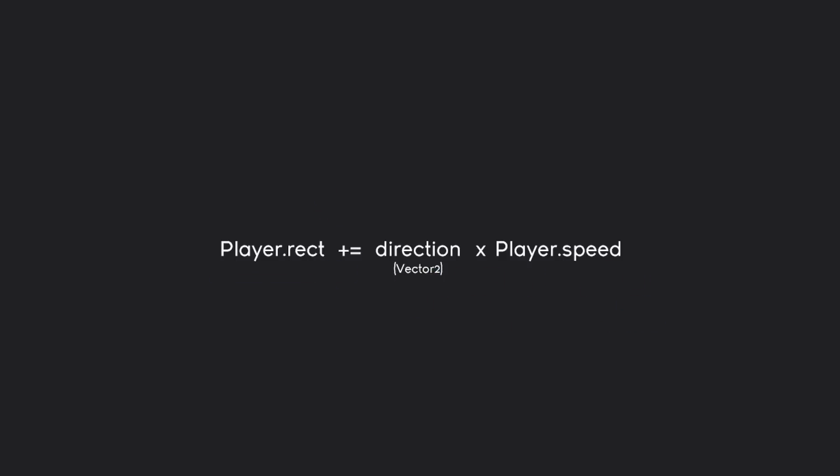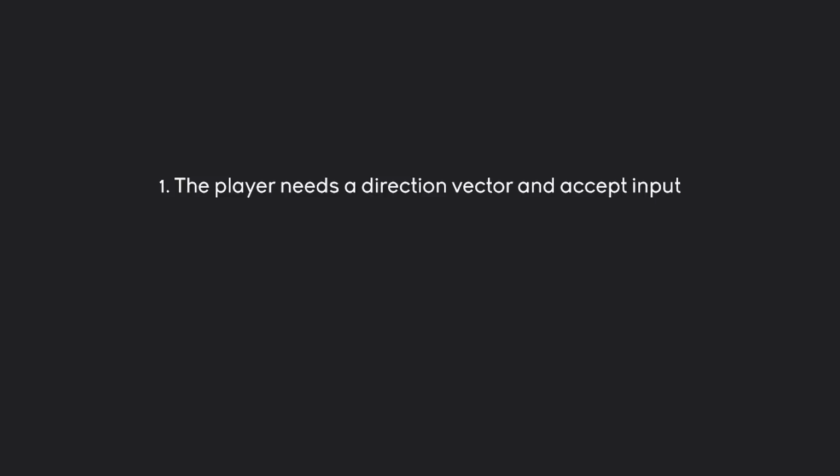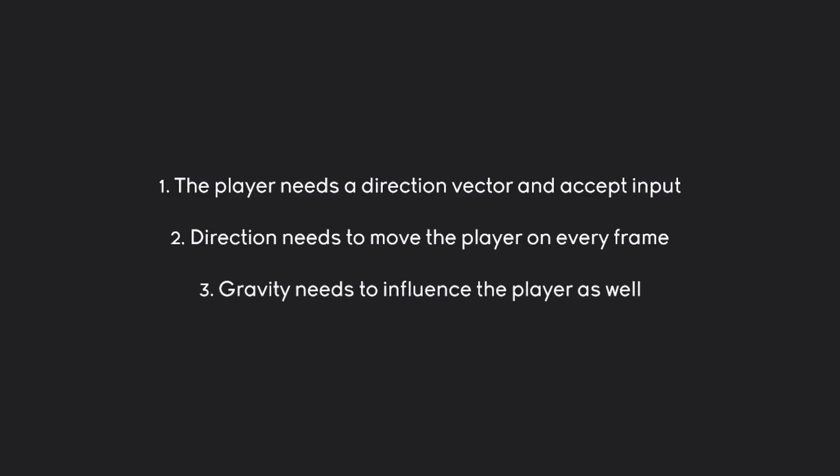Now for all of this, the really important part is that our direction is going to be influenced by the input. And this one will determine left, right, and jump. And on top of that, we also need the gravity. And to make all of this work, we have to address a couple of things. First of all, we have to give our player direction and make it accept input. Then we have to use the direction to move the player on every frame. And finally, we also have to implement the gravity. And that is all we need.